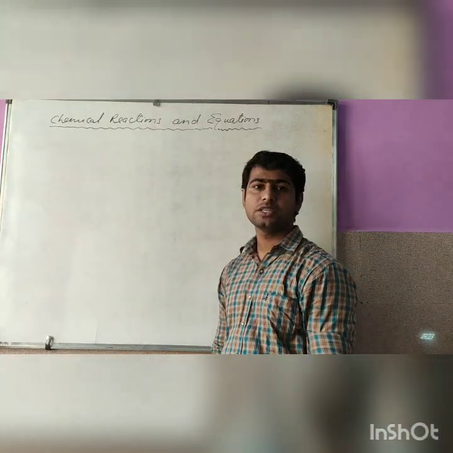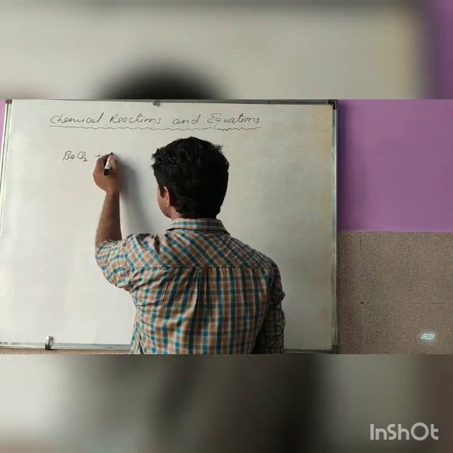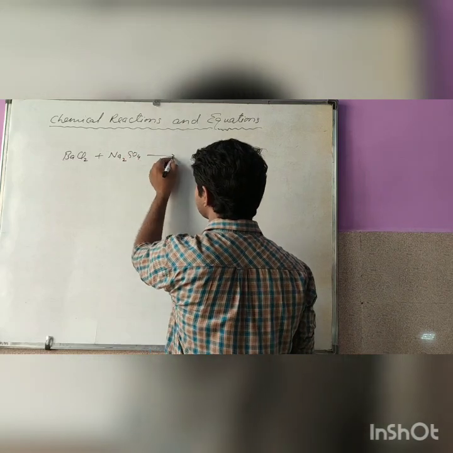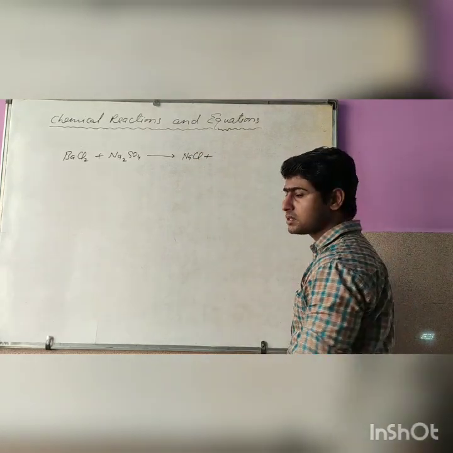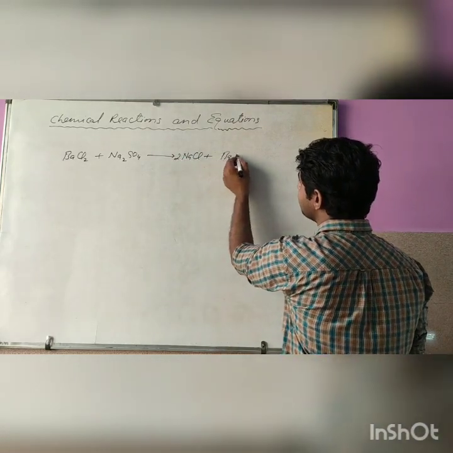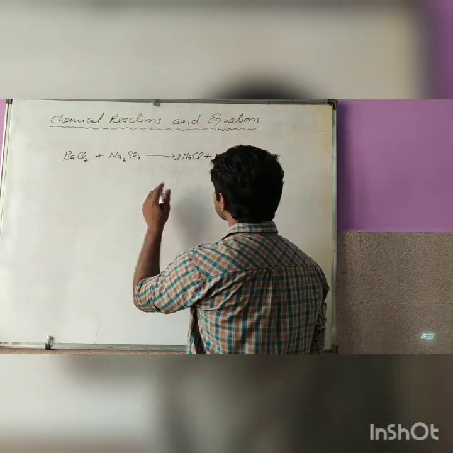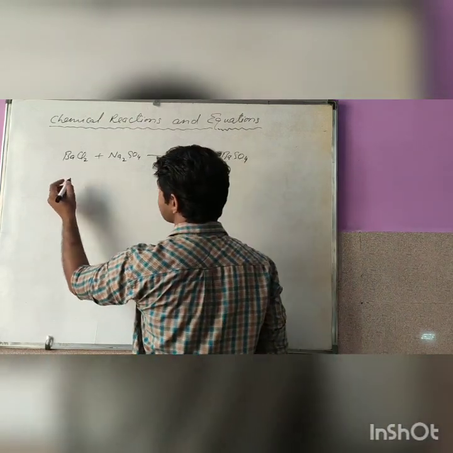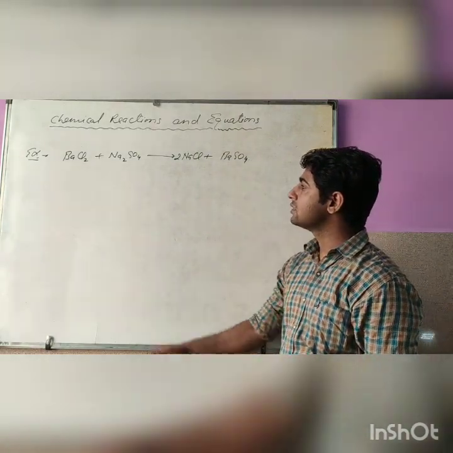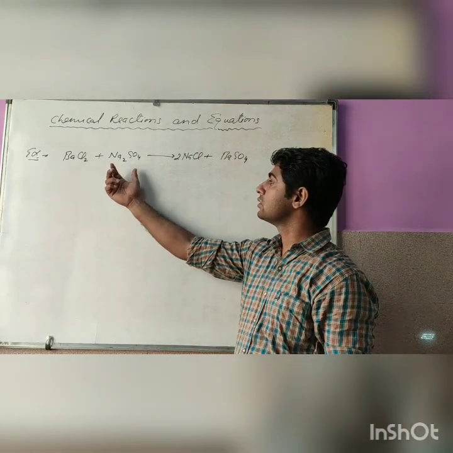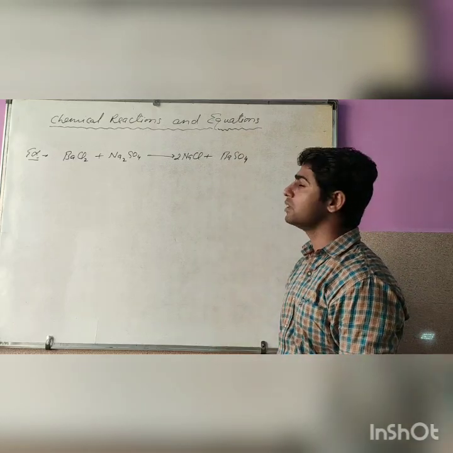Example of double displacement reaction: BaCl2 plus Na2SO4 gives NaCl plus BaSO4. So this is an example of double displacement reaction. Now you can see we have barium chloride and sodium sulfate. So barium chloride and sodium sulfate exchange their ions to form new compounds, sodium chloride and barium sulfate.